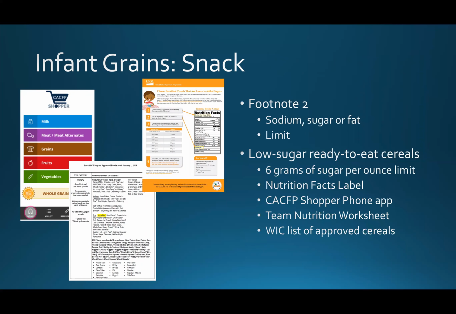Creditable grain foods with a footnote of 2 may be high in sodium, sugar, or fat and should be limited. Ready-to-eat cereals must contain no more than 6 grams of sugar per dry ounce. Refer to the nutrition facts label, CACFP shopper phone app, or the Team Nutrition worksheet. Choose breakfast cereals that are lower in added sugars to determine if the cereal meets the sugar criteria. Cereals on the WIC list of approved cereals are creditable.